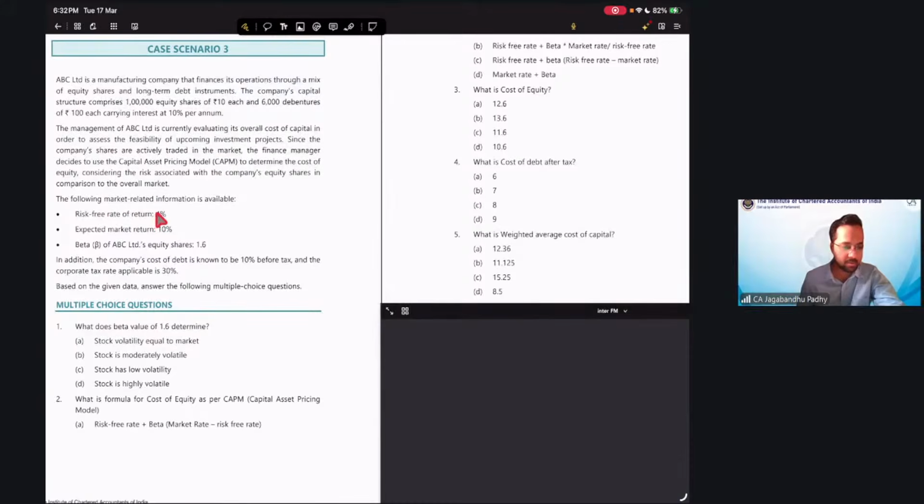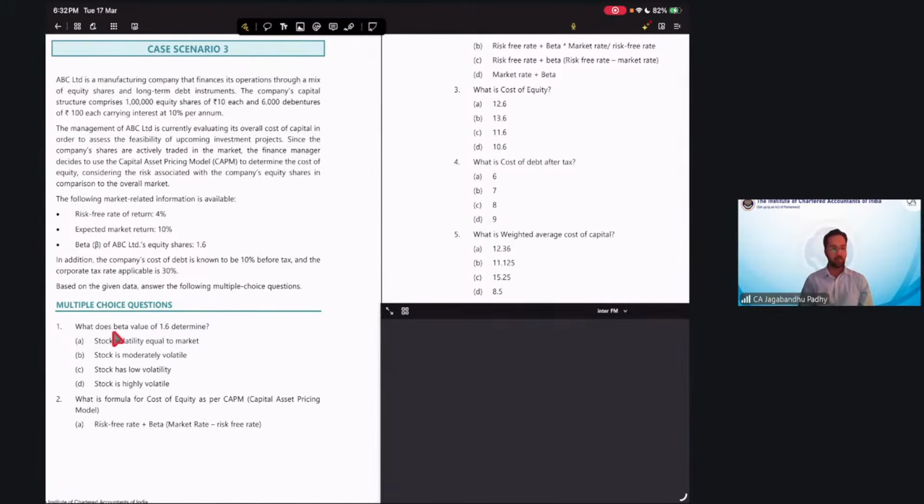Risk-free rate is 4%. Expected market return is 10%. Beta of ABC Limited's equity shares is 1.6. In addition, the company's cost of debt is known to be 10% before tax and the corporate tax rate is 30%. Based on the given data, answer the following questions.